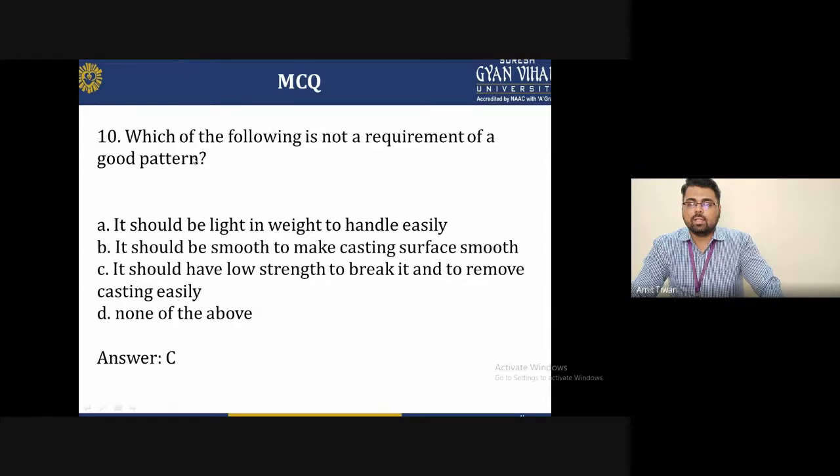The tenth and last question: which of the following is not a requirement for a good pattern? The options are A it should be light in weight and handled easily, B it should be smooth to make the cast surface smooth, C it should have low strength so as to break it and remove the cast easily, and D none of the above. The correct answer is C, it should have low strength to break and remove the casting easily.